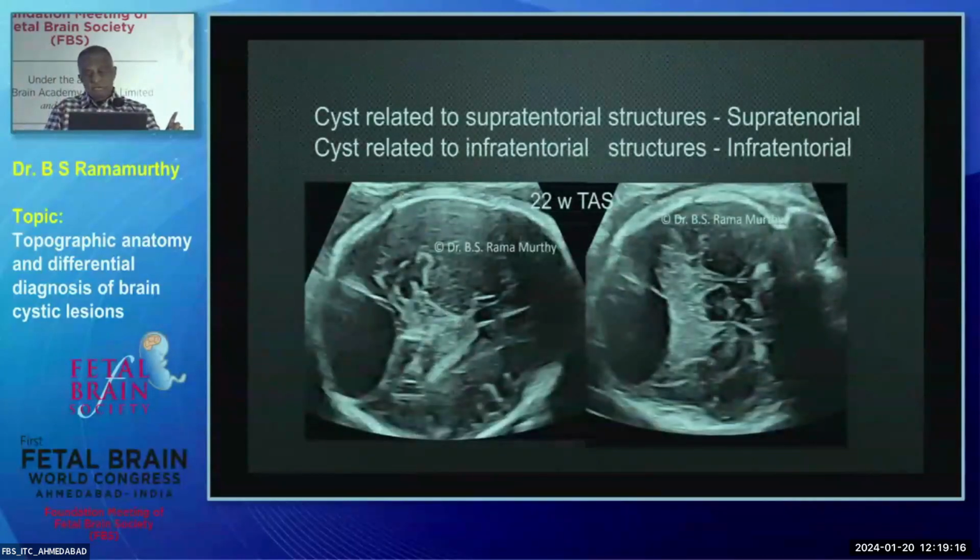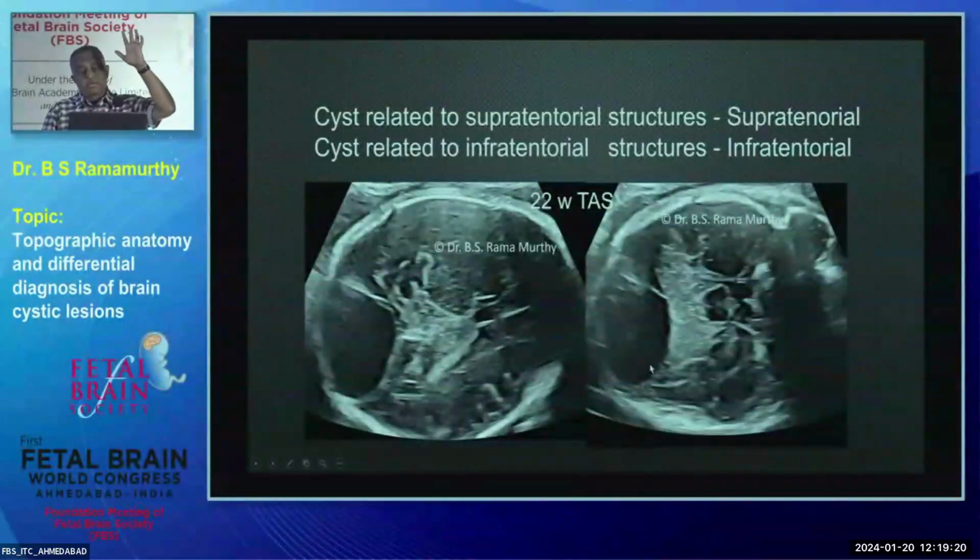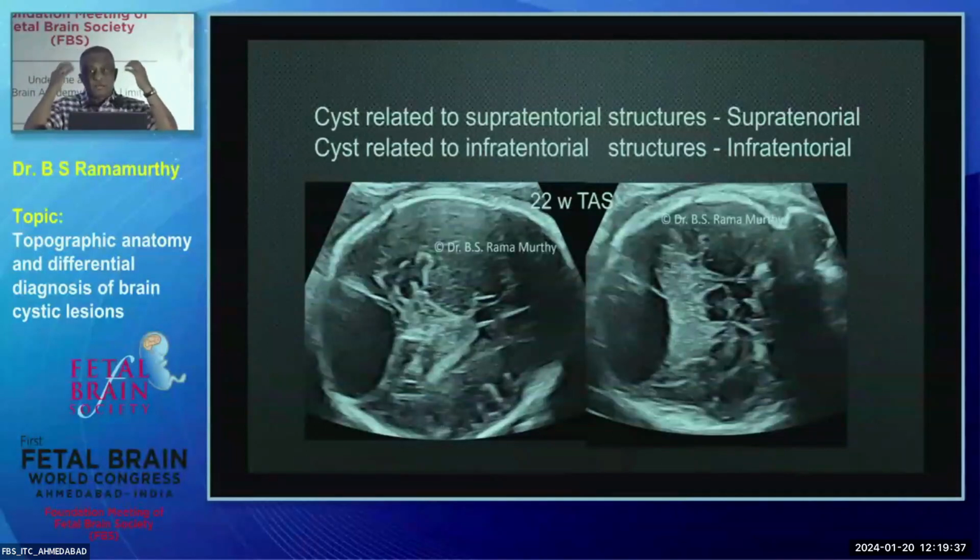Okay, now this is a tricky one, but then it was tricky to me because this is one of my old cases. You can see that this is the cerebellum, a retrocerebellar cyst. I've come up into the supratentorial region, and the cyst is also seen in the supratentorium. So it's seen both in supratentorium and infratentorium. Where would you put the cyst?